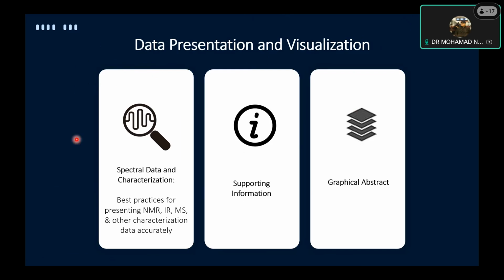Okay. So for this part, they have several things which are very important. The first one is spectral data and characterizations. This is the essence for our domain, natural product and organic synthesis, how we try to convince them about the ideas. This is the best way of presenting NMR, IR, MS, and other characterization data accurately. That's why I will ask you to run all the spectroscopic analysis that we have in our lab, except HRMS, because HRMS sometimes we send to our colleague and wait for the result. Sometimes it takes a long time to get it.